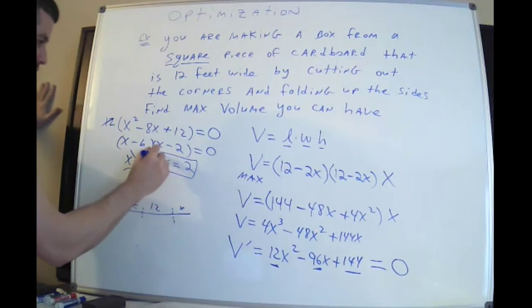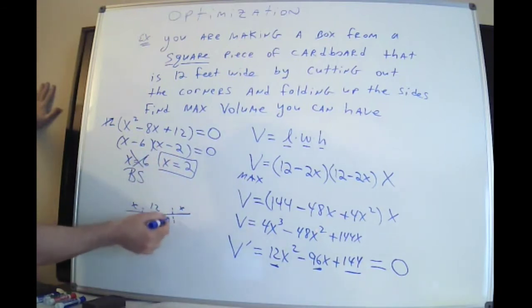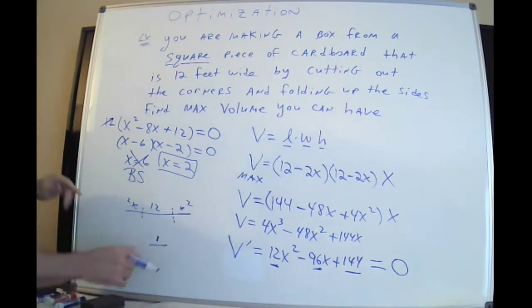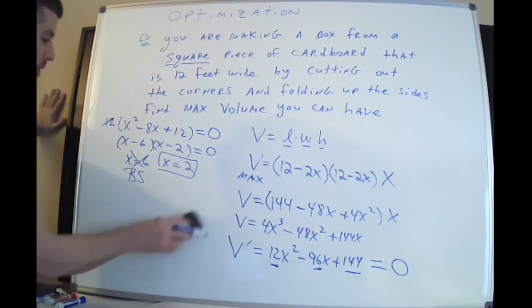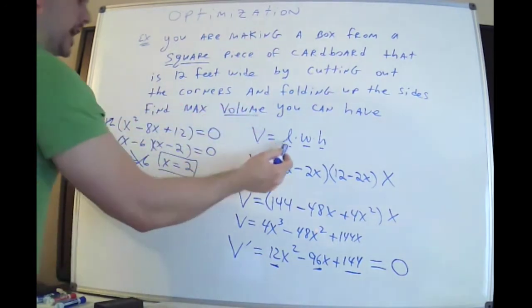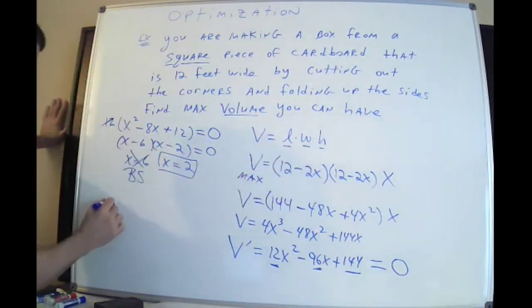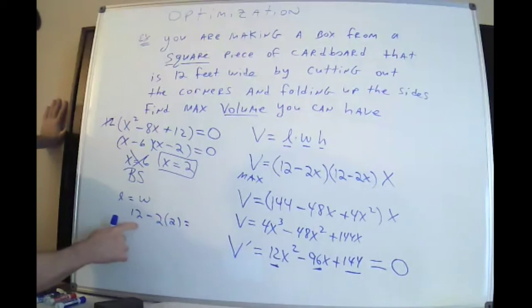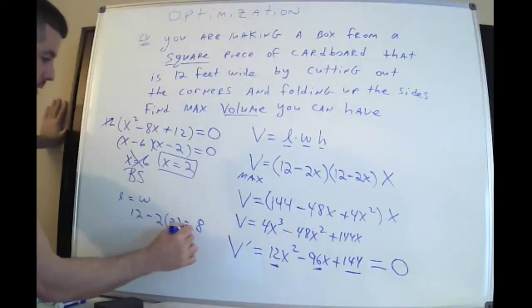The answer that you're going to have to use is 2. You're going to chop off 2 from the left and 2 from the right, which will leave you with 8. And then the dimensions of your box, look, it says find the maximum volume. You've got to actually find it. Length, width, height. So the length and the width are both the same, right? They're 12 take away 2 times whatever x was. x is 2. So 12 minus 4 is 8, right?